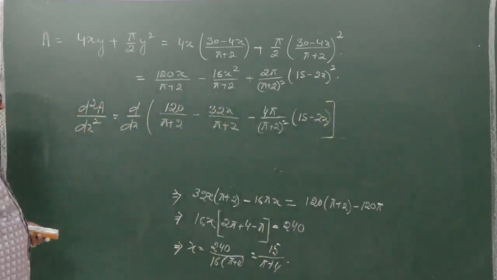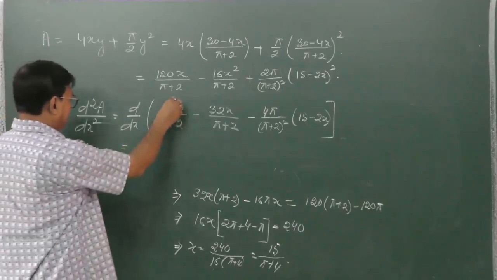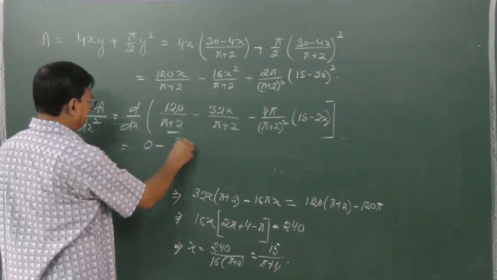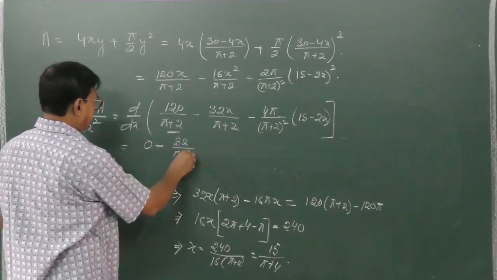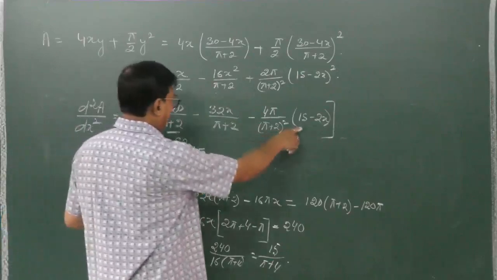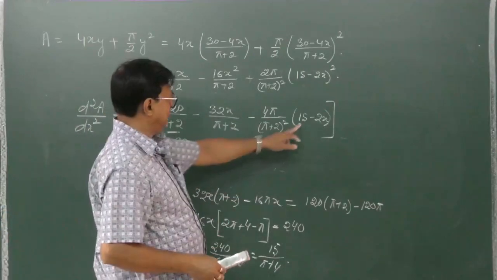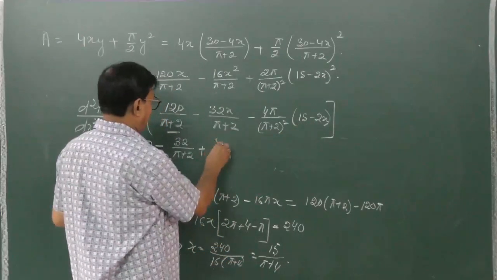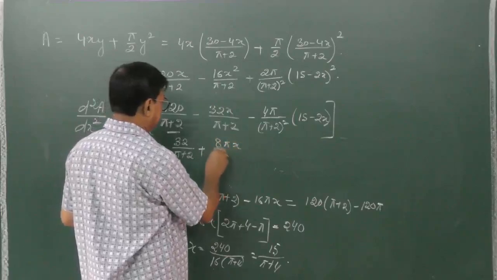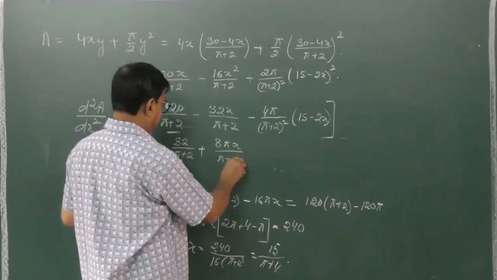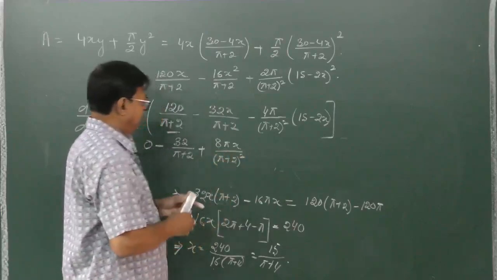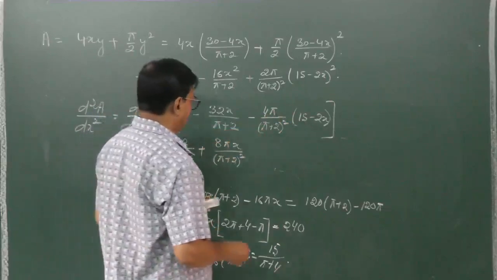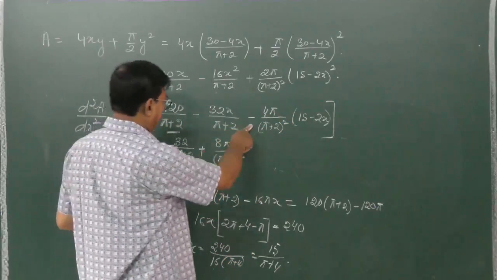So do we differentiate the first derivative? Now look at this. This is a constant, so 0. Differentiation of x is 1. So this is it. Differentiation of this is 0. Okay? And differentiation of this again will be plus 8 pi x. So this is 0. Minus 2, so that's minus 8 pi.